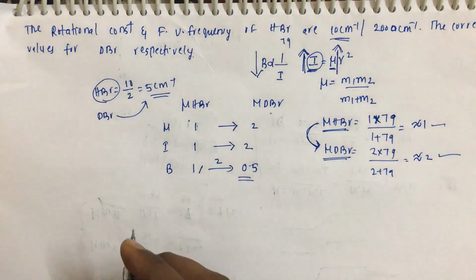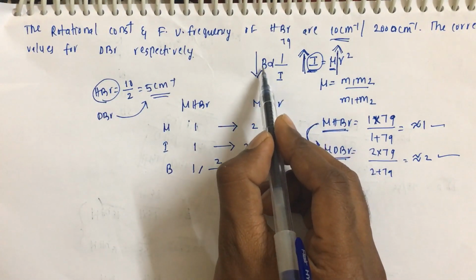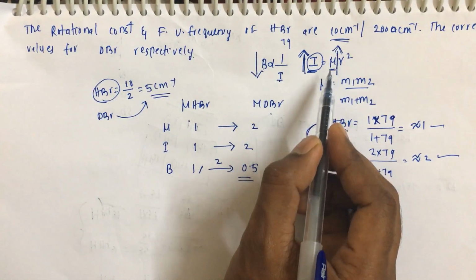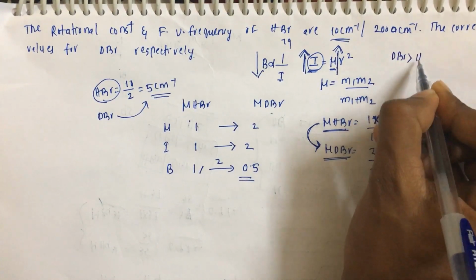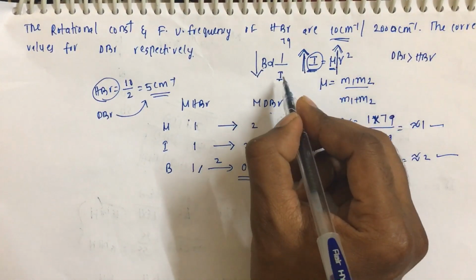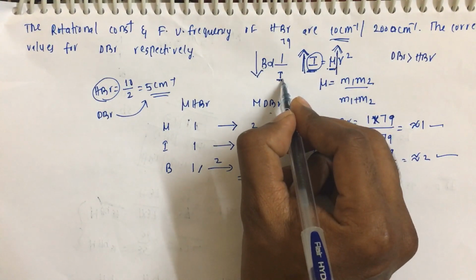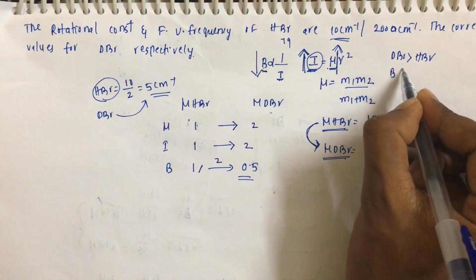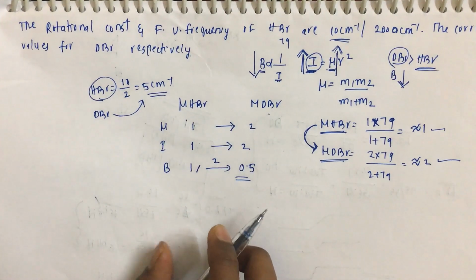Another thing you can simply remember is that B is inversely proportional to I, and I is directly proportional to mu. So the mass of DBr is greater than HBr, right? Since the moment of inertia is directly proportional to mu, and moment of inertia is inversely proportional to the rotational constant, the rotational constant of DBr should be less than HBr. So this way also you can remember.